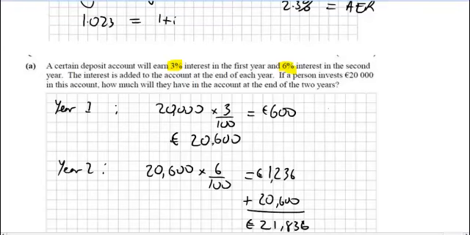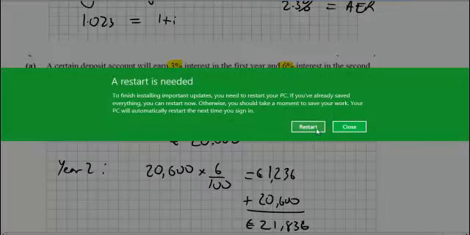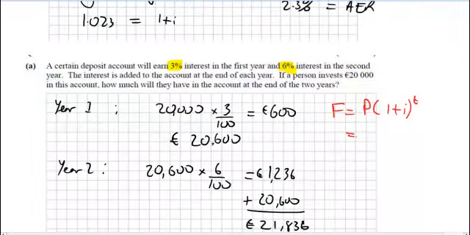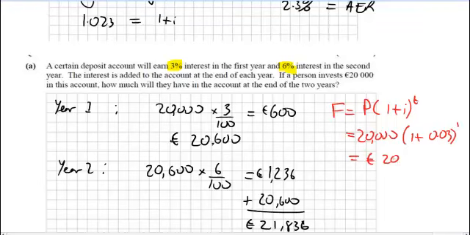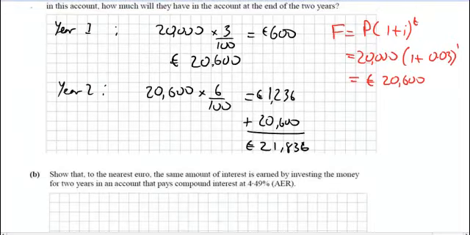An alternative method for this is I could have used: final amount is equal to the principal sum times 1 plus i to the power of t. To do that I could have put in the principal sum, t would be equal to 1, i would be equal to 0.03, so I'll just put in 20,000 times 1 plus 0.03 to the power of 1, and that'll just give me the answer of 20,600. And then I could have done it again for the next part.